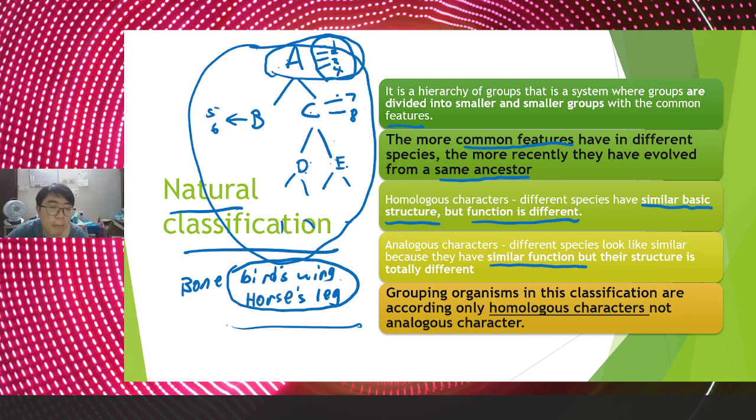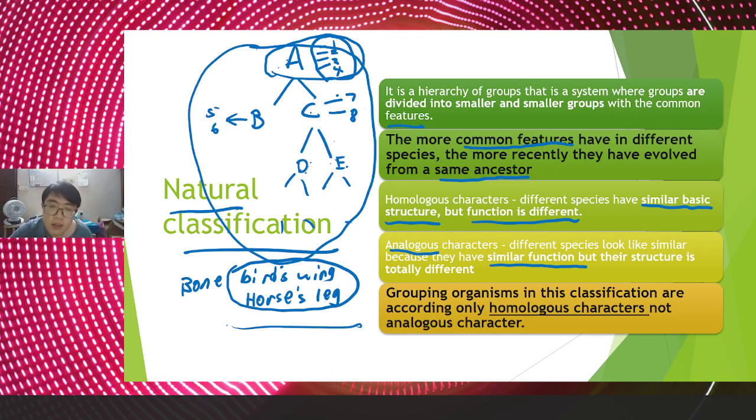Like bird's wing and butterfly wing, actually totally different. You see, it looks the same, right? The butterfly wing and bird's wing look the same, but the structure is totally different. They have the same function, which is flying, but the structures are totally different. This is analogous. So you have to differentiate these two well.